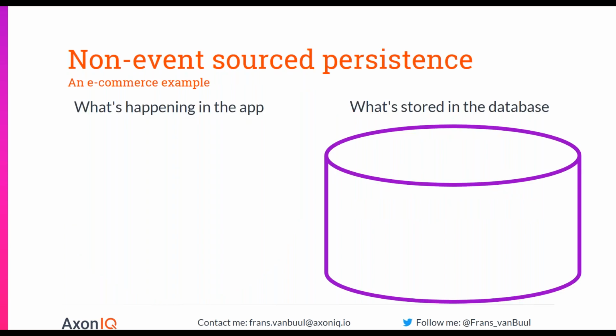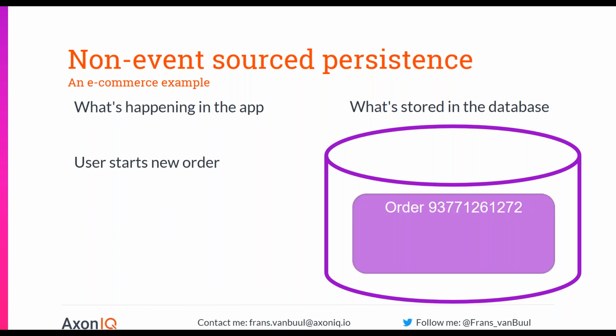First, we're going to look at an e-commerce example in a non-event sourced database. And then afterwards, we're going to look at the event sourced alternative to see the contrast. In this case, the database starts out empty, and a user of the web application starts a new order. So what's going to happen then is that you will store a new but still empty order in the database, or maybe you call it a shopping cart, but it's essentially the same thing.